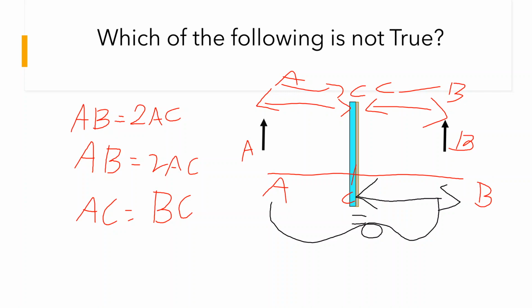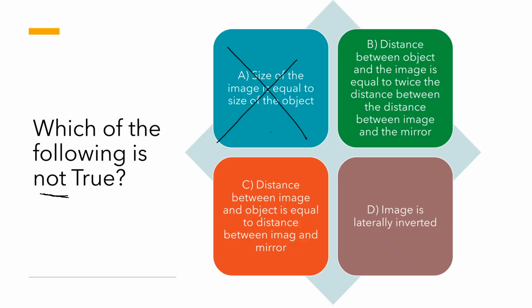The distance between the object and the image is equal to twice the distance between mirror and the image. The distance between mirror and image is BC, and between object and image is 2BC. Okay, we got that correct. So even this is true, so it will not qualify. And we'll go with the next one.